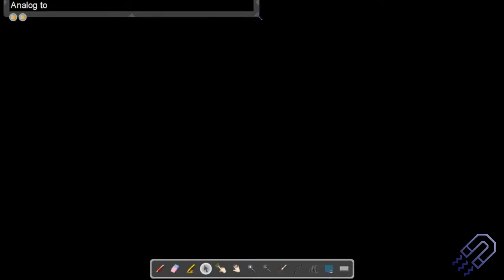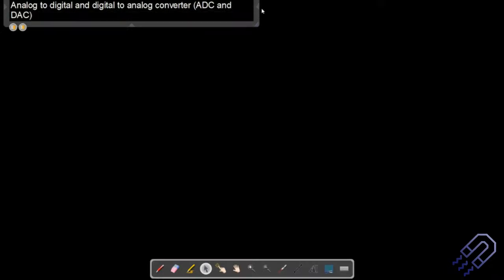So analog to digital, and digital to analog. This is something which is usually used in our day-to-day life, and something which we are going to explain in short. And DAC, let's try to understand this.